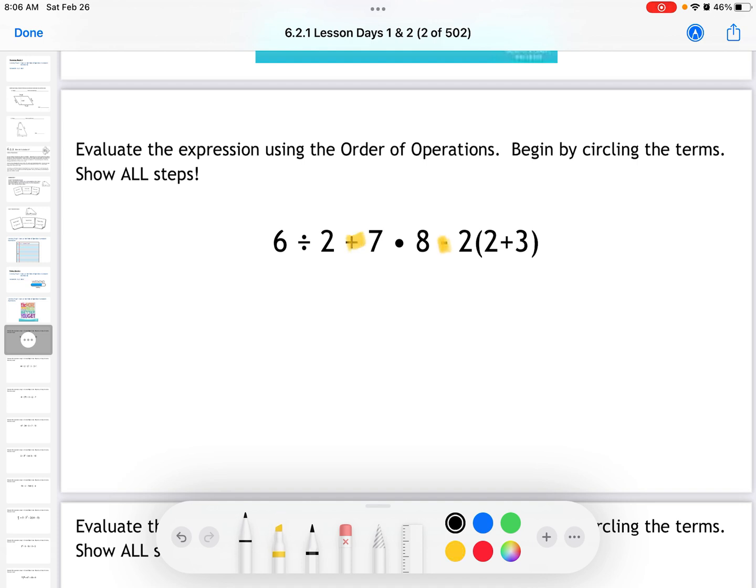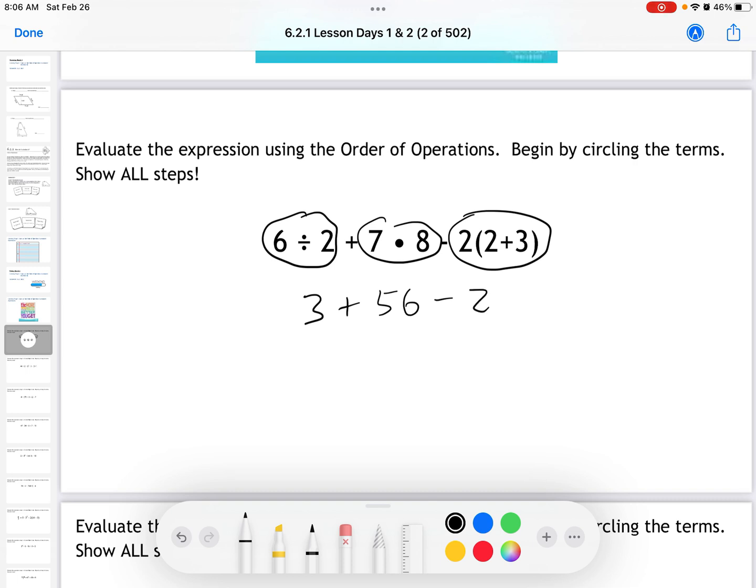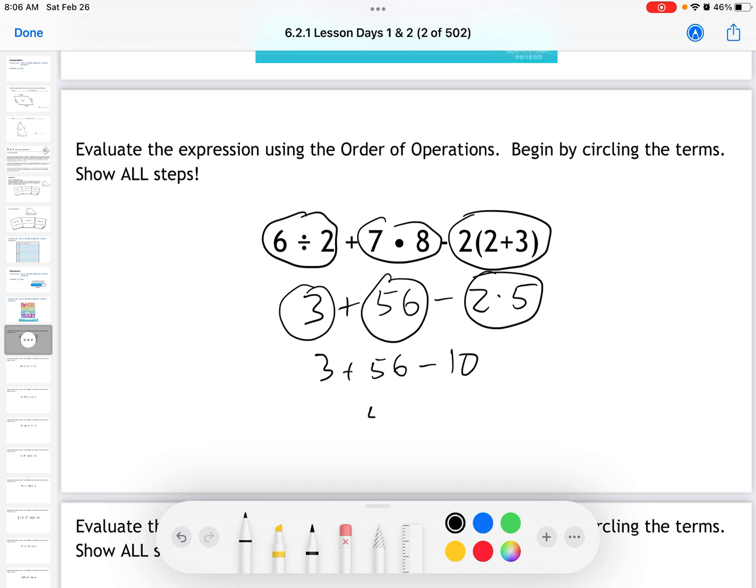The addition on the end does not count, because that one's grouped together. So we got 1, 2, 3. 6 divided by 2 is 3, plus 7 times 8 is 56, then minus 2 times what? 5. All right, we still have some terms. 1, 2, 3. 3 plus 56 minus 10. 3 plus 56 is 59. Minus 10 is 49. There we go. That's what we're focused on here.